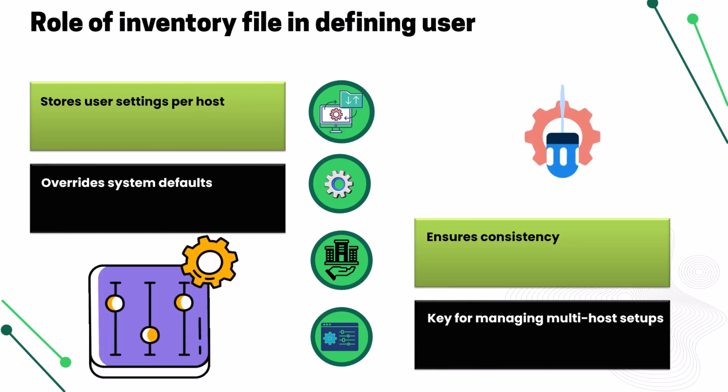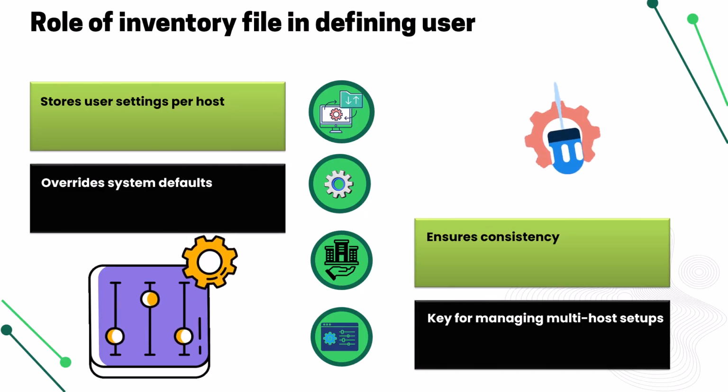The inventory file is the secret manager for user settings. It helps override defaults, ensures consistent execution, and simplifies multi-host configurations. Without it, you're flying blind. Using it properly makes automation smooth and predictable.